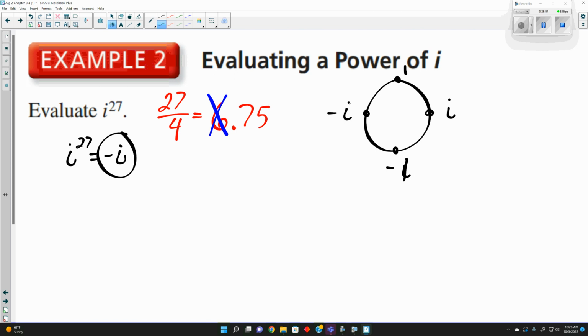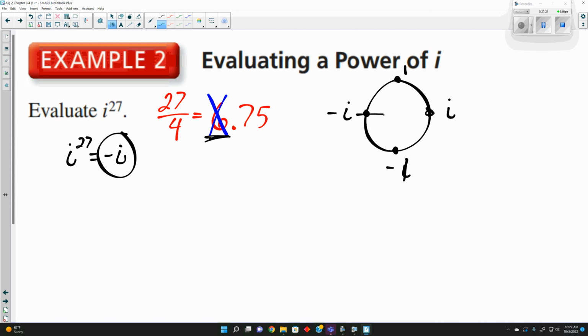Because i to the 0 is 1, i squared is negative 1, i cubed is negative i, and i to the 4th is 1. Really, the 6 is telling us that we went around this circle 6 times, and then the 0.75 tells me we went 1, 2, 3. So it's just rotating around these 4 points.